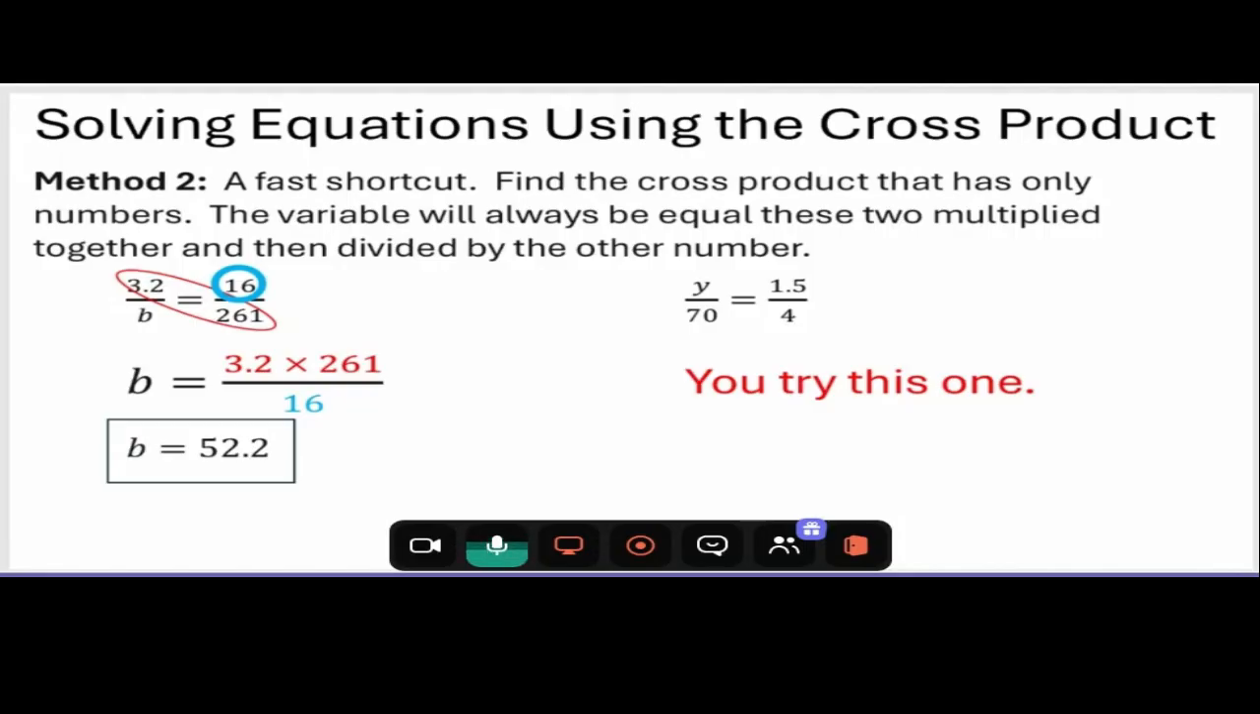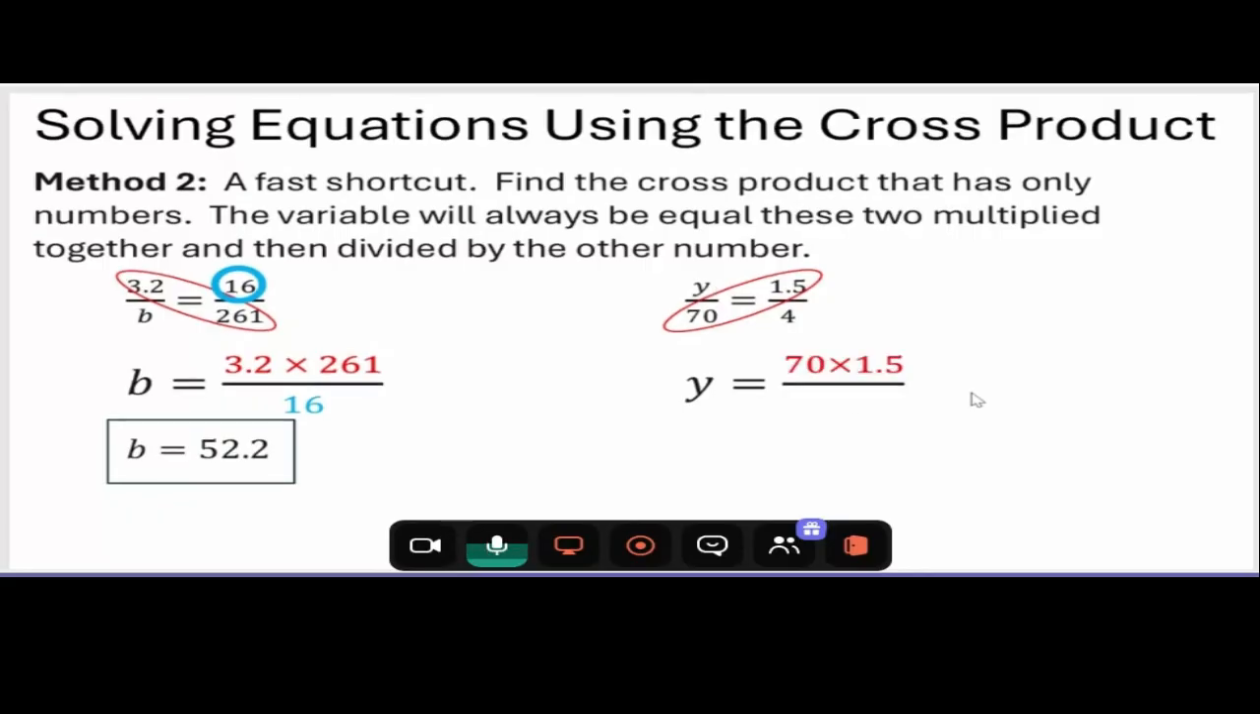So I'll give you a minute. Shouldn't take very long. Try this one. Start by identifying the pair that doesn't have a variable, multiply them, and divide by the other number. Okay, so we're going to do the fast method. We look for the pair that has only numbers in it. And y is going to be equal to, by the way, it is important that you still write that b equals and y equals. Don't just do the math, right? What do those numbers represent? They are going to be the value of y.